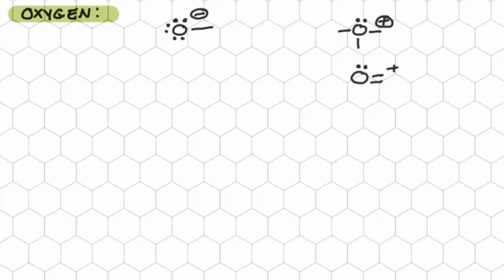Now, if you remove 1 electron from the oxygen, one of those 2 lone pairs is going to become a single electron and is available for bonding. In this case, you can either have 3 single bonds or a lone pair and a single bond and a double bond. This is the cation of oxygen.